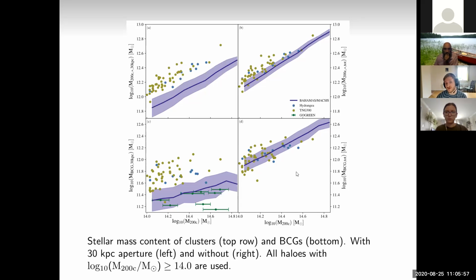And again, if you look at the BCG total stellar mass, all of the stellar particles, the simulations seem to agree. So again, BCGs in Bahamas as well as the halos seem to be less compact in Bahamas, but seems to agree with GO GREEN relative to the other two simulations.